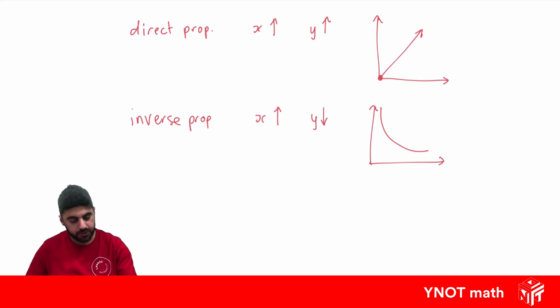If they're in direct proportion, the equation that they'll form will be y equals some constant times the other variable. If they're in inverse proportion, it'll be some variable equals a constant divided by the other variable.